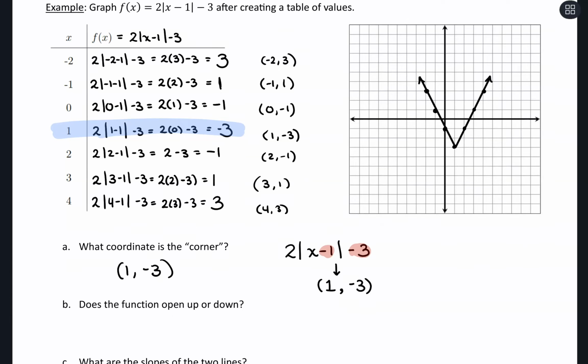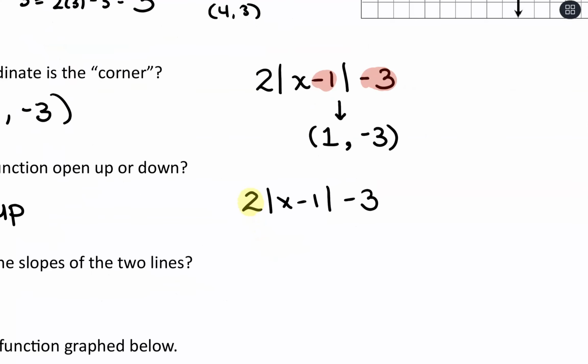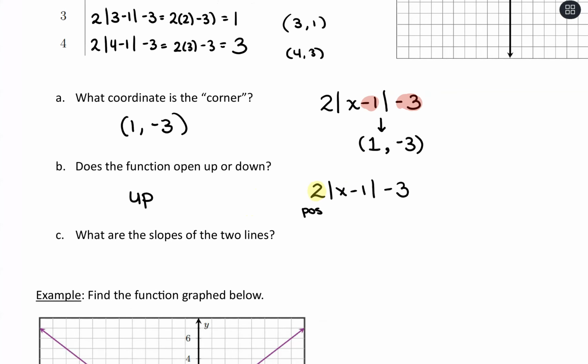Does the function open up or down? It opens up. And in terms of our original function, what we're looking at there is this value multiplying with our absolute value. Because that's positive, it'll be opening upward. If it was a negative value, we would be opening downward.